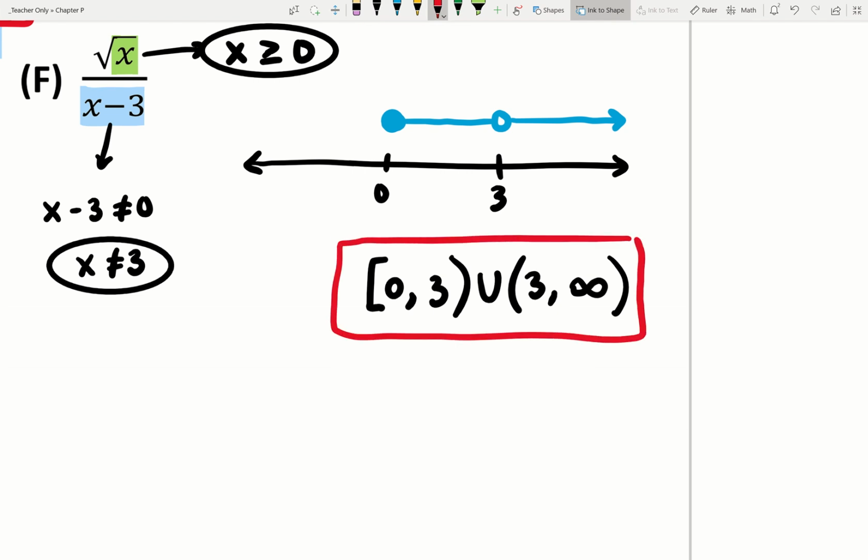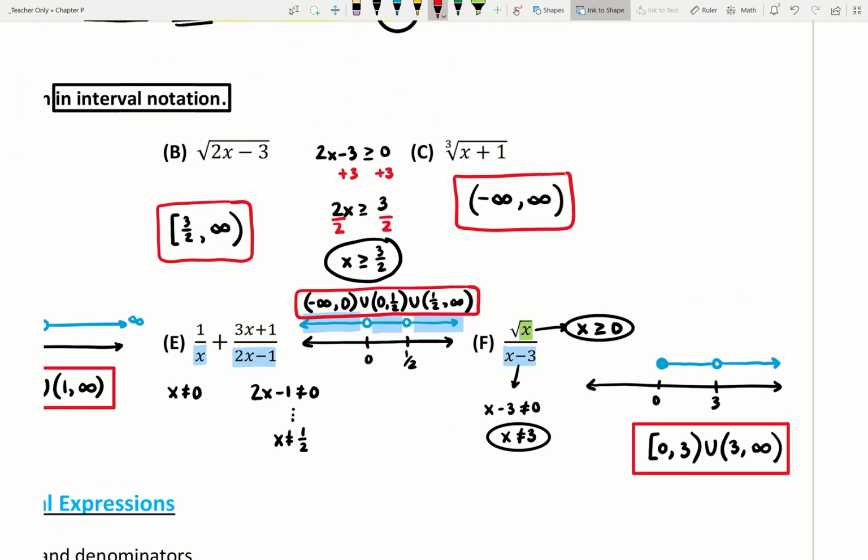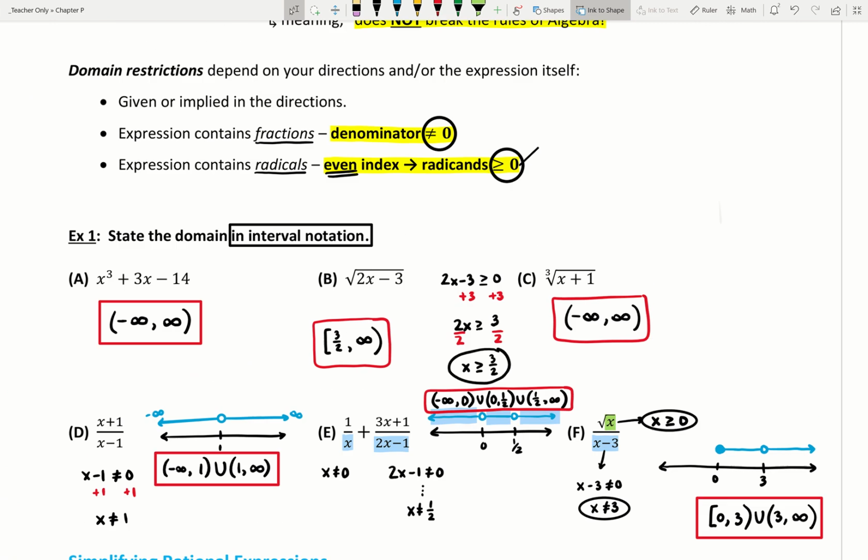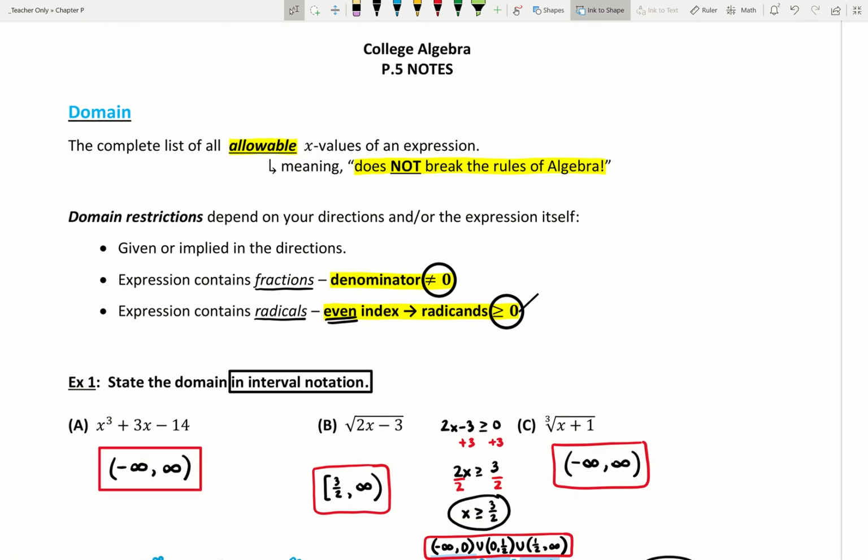So that's all I want to do in this little mini video here, is just discuss domains. You have 2 other little mini videos here in your Schoology page. One of them is going to talk about simplifying rational expressions, and the other is going to talk about how to multiply and divide them.